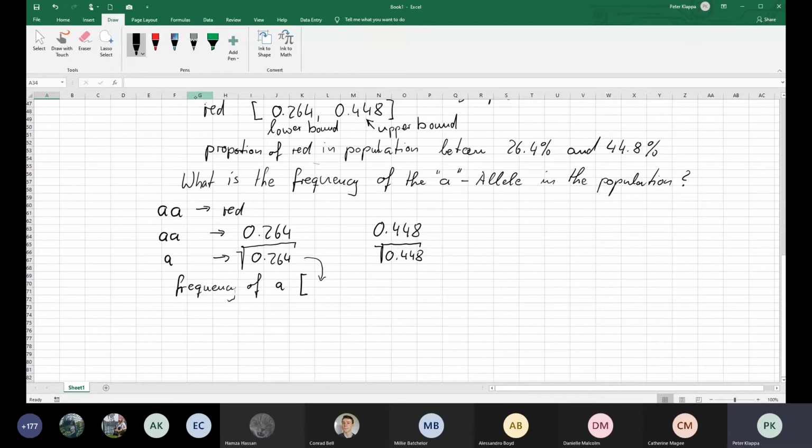Square root of 0.264. What is the square root of 0.264? Has anyone got a computer, calculator, or Google?